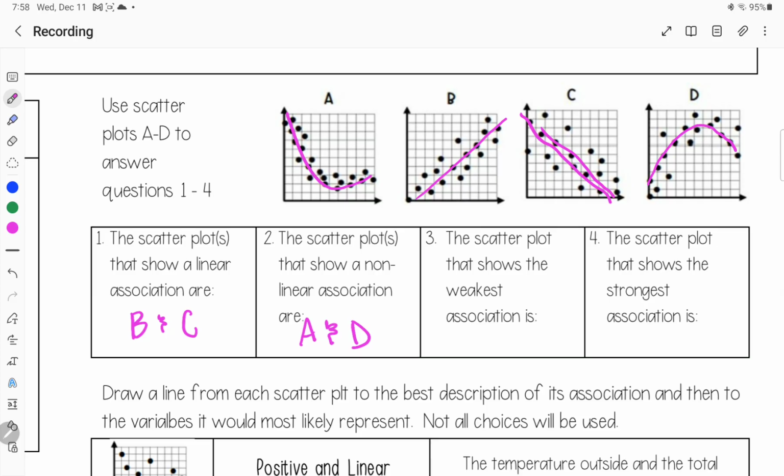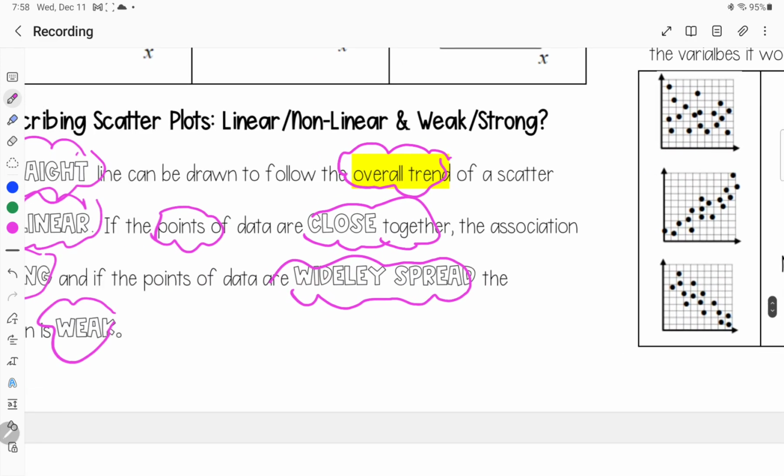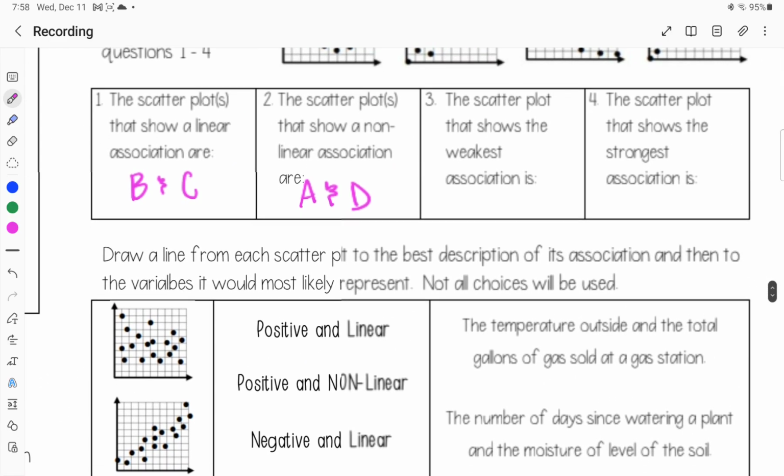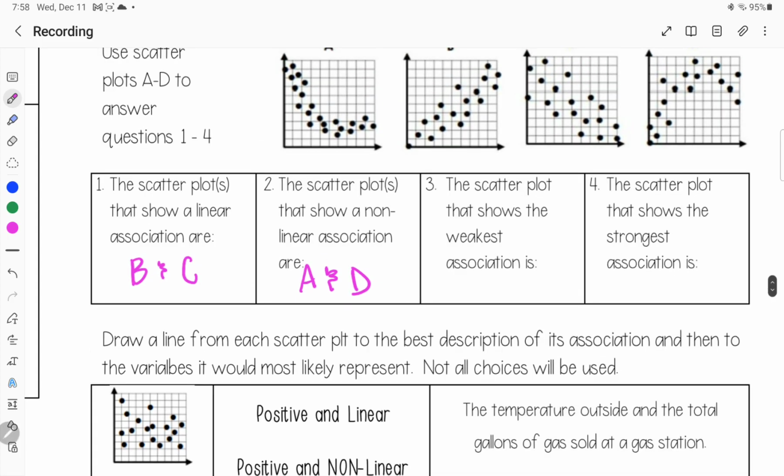The scatter plot that shows a weak association, let me get off my drawings here. Remember, weak is where we can see there's a relationship between them, but the data is widely spread. So which scatter plot shows the weakest association? And then which scatter plot shows the strongest association? So hopefully you've answered those. And if you answered C for the weakest and A for the strongest, you are correct.